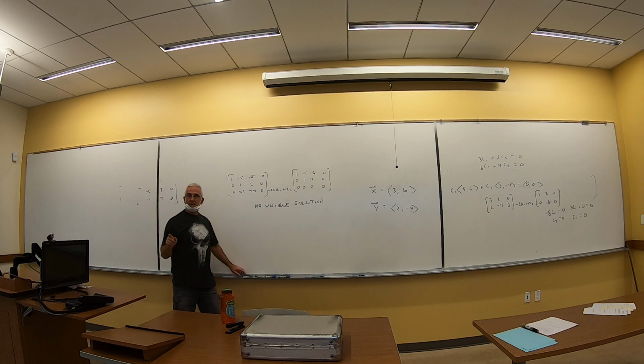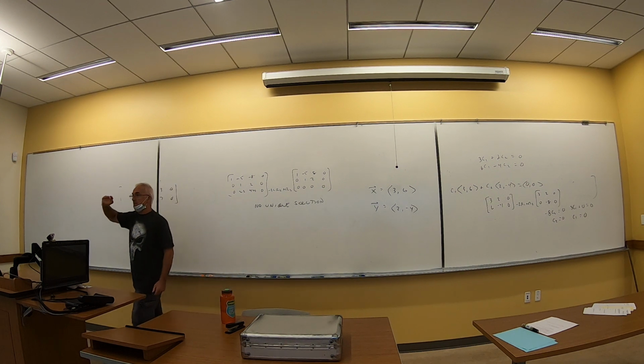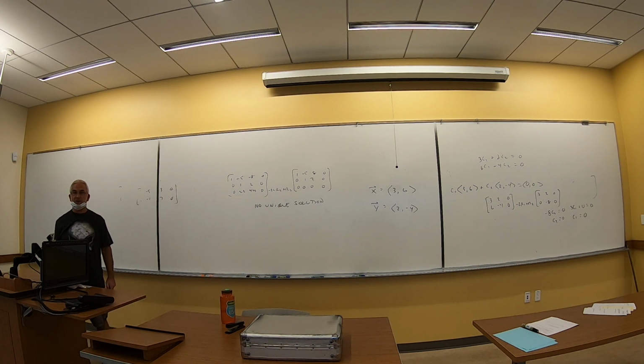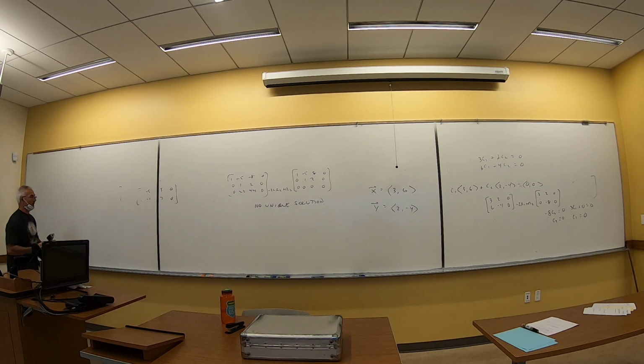I like the determinant idea, but if the number of vectors doesn't create a square matrix, I can't use a determinant, obviously. So I still have to be able to do the row operations. All right, so.